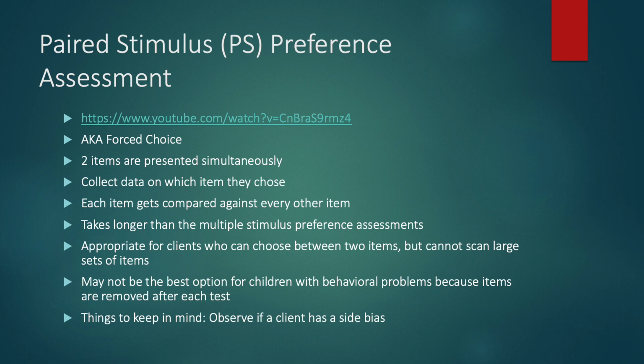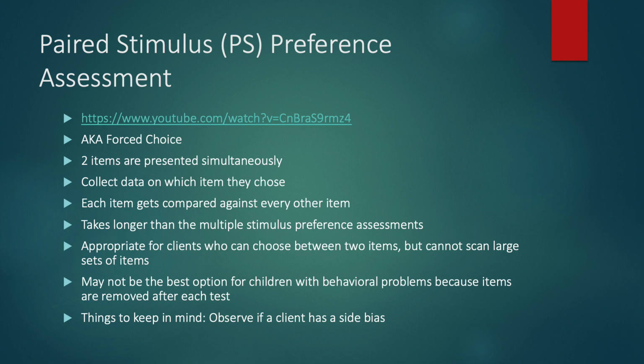Once they make that choice, you give them access to the item for a specific amount of time. Once a specific amount of time passes, you remove the item, and again, you present the next trial of two items, and so on and so forth. And in the meantime, you would be collecting data on which item they chose, as I mentioned.